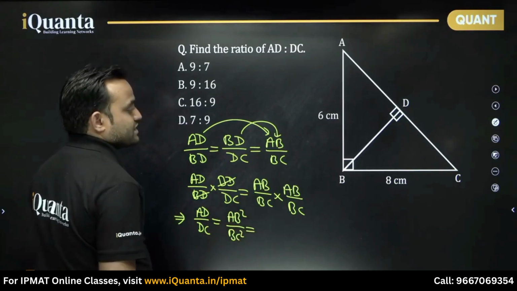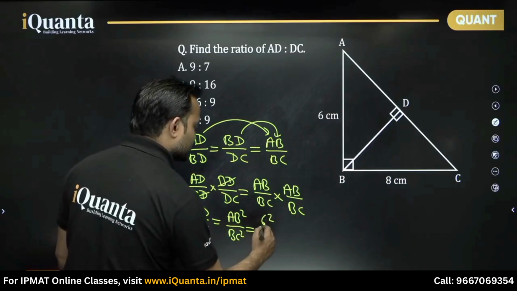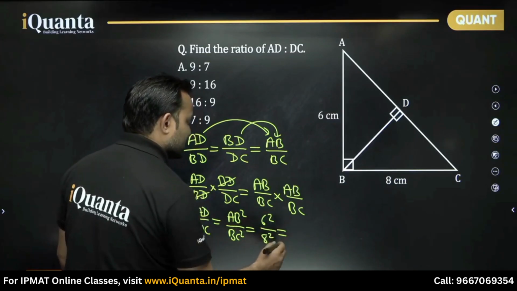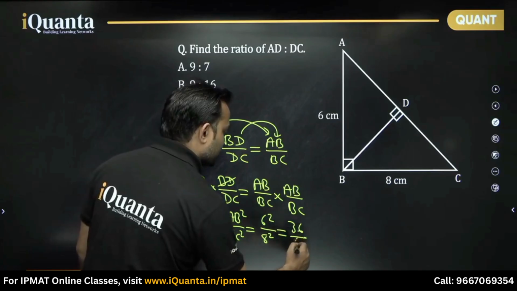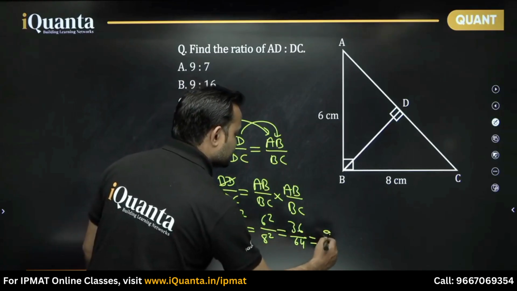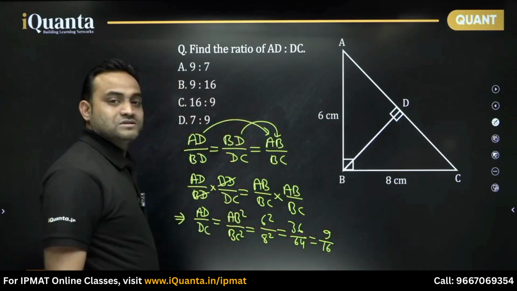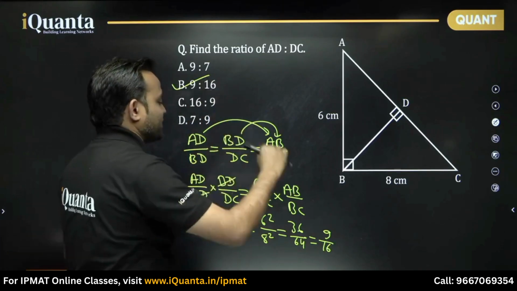And what is AB? AB is 6. So 6 square upon 8 square. This is 36 upon 64. If we divide this by 4, we get 9 upon 16. So option B is our answer.